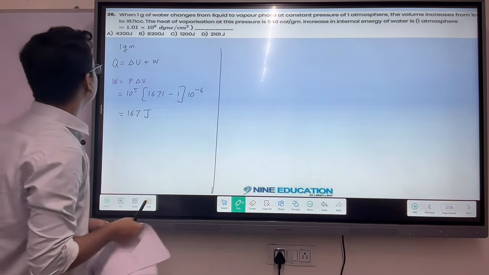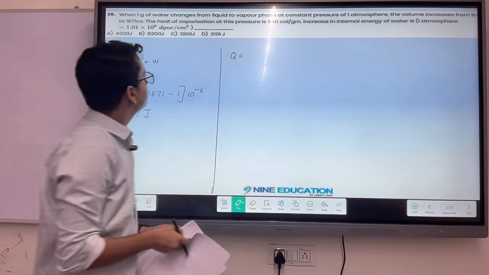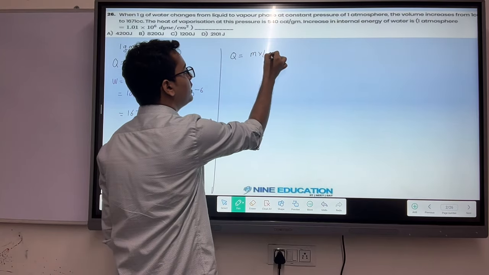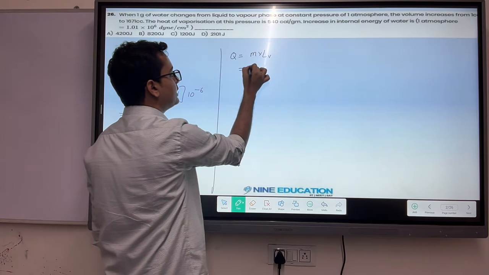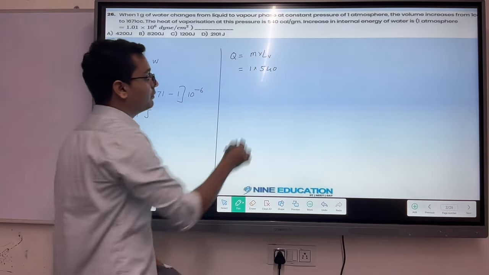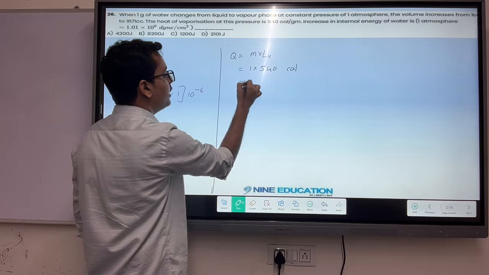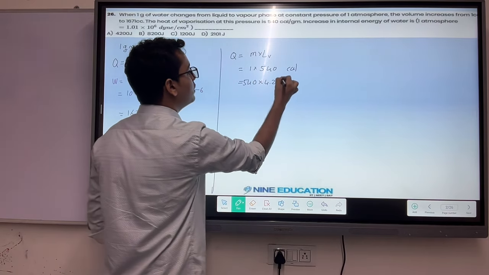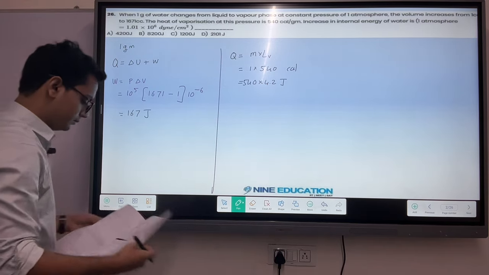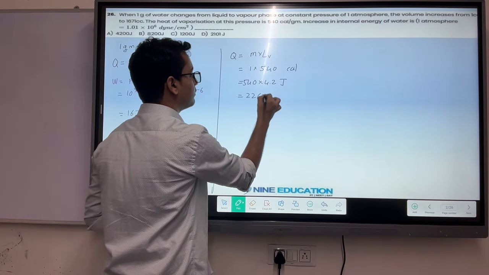Now, how about the Q value? Q is the amount of heat absorbed by the water. So how much heat is absorbed by water? Mass into latent heat of vaporization of water. Mass is nothing but 1 gram. Latent heat of vaporization of water is 540 calorie per gram. So this answer is in calories. If you want the answer in joules, it should be 540 into 4.2 joules. Okay. So this value is going to be around 2268, right?